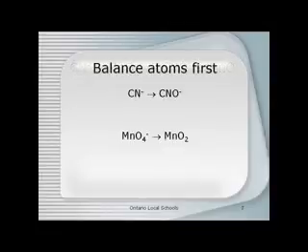First, we're going to balance the atoms other than oxygen and hydrogen. So in the CN minus becomes CNO minus, we have 1 carbon on each side, 1 nitrogen on each side, so we're okay there. And the MnO4 minus becomes MnO2. We have 1 manganese on each side. And we're going to deal with oxygen and hydrogen separately and last.